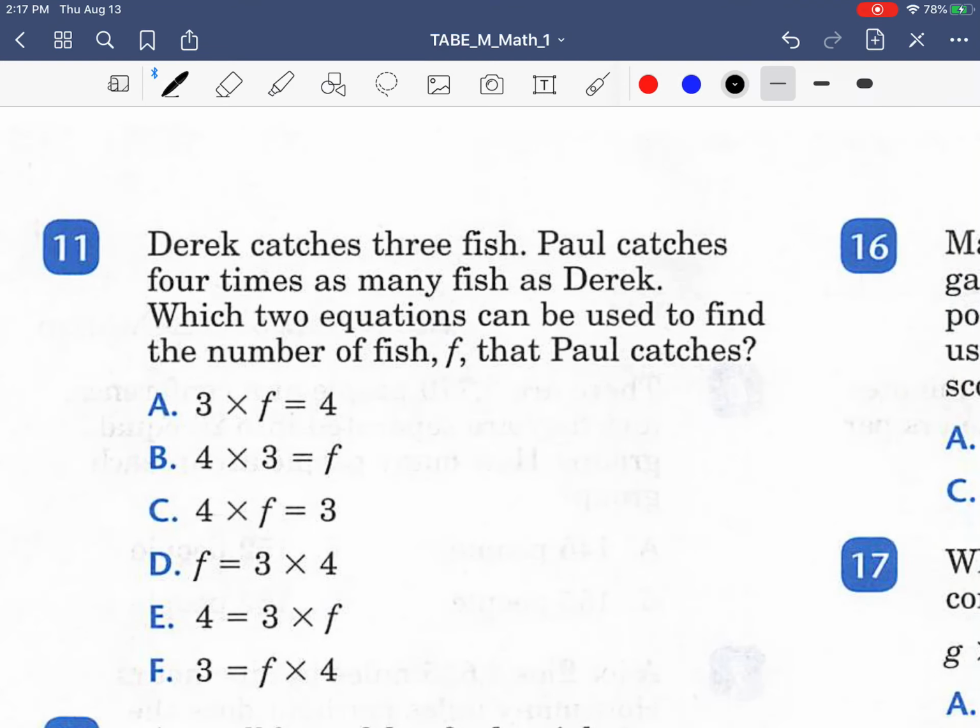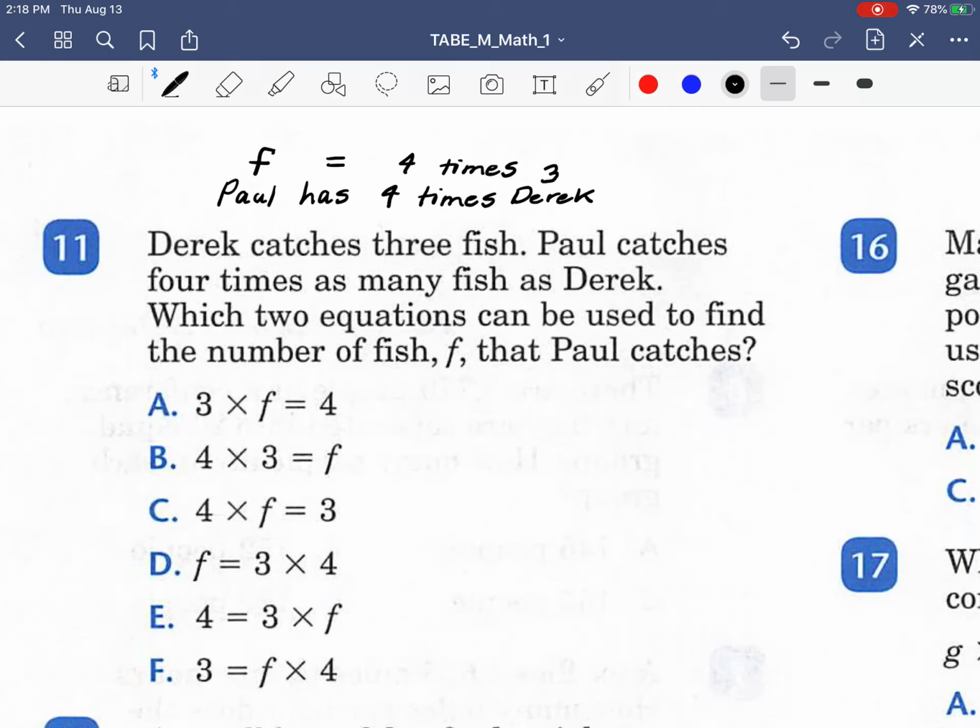Derek catches 3 fish. Paul catches 4 times as many fish as Derek. So Paul has 4 times Derek. And we know that Derek has 3. So that's telling me that Paul has 4 times 3, or 12. And Paul is supposed to be represented by the letter F. So F equals 4 times 3.